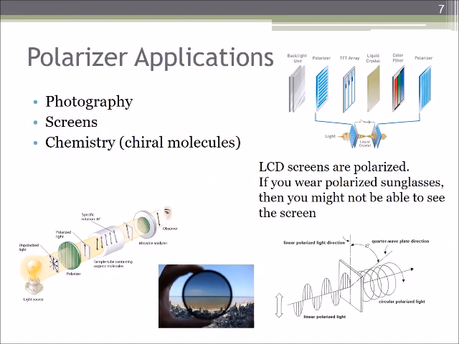Applications, there's lots of applications for polarized light. Here you see photography, where we can see a much clearer image if we put a polarizer on the camera. We also use it in organic chemistry to look at optical activity, so there's chiral molecules in there. LCD screens also use it, and so sometimes you can't see the screen because of sunglasses.